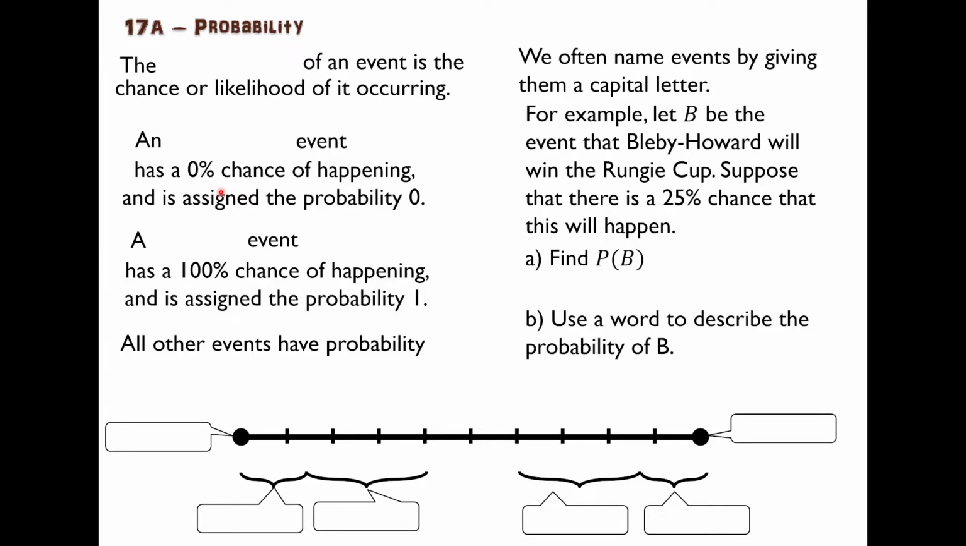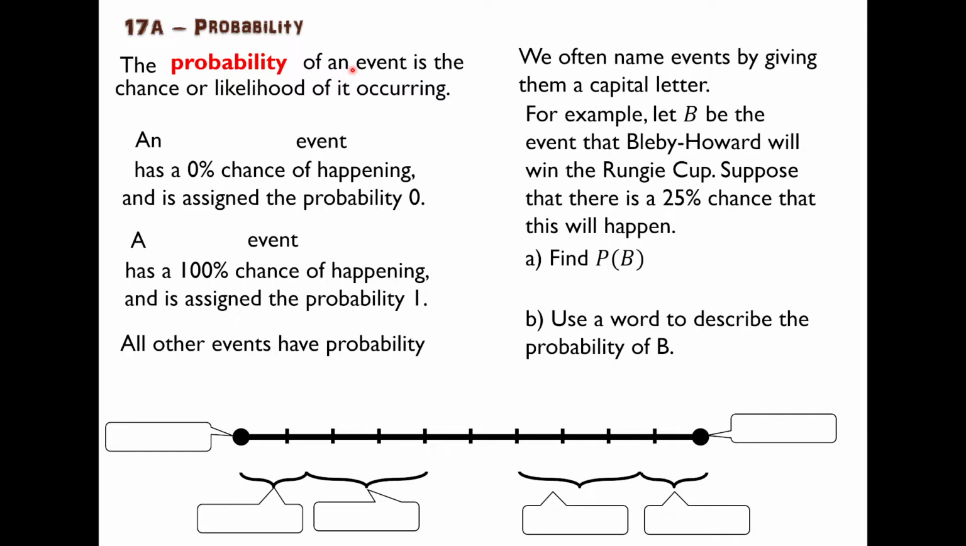Let's learn about probability, which is the mathematical study of chance. To start with, let's look at some key vocabulary, some important words that we will use. First of all, the probability of an event is the chance or the likelihood of it occurring.